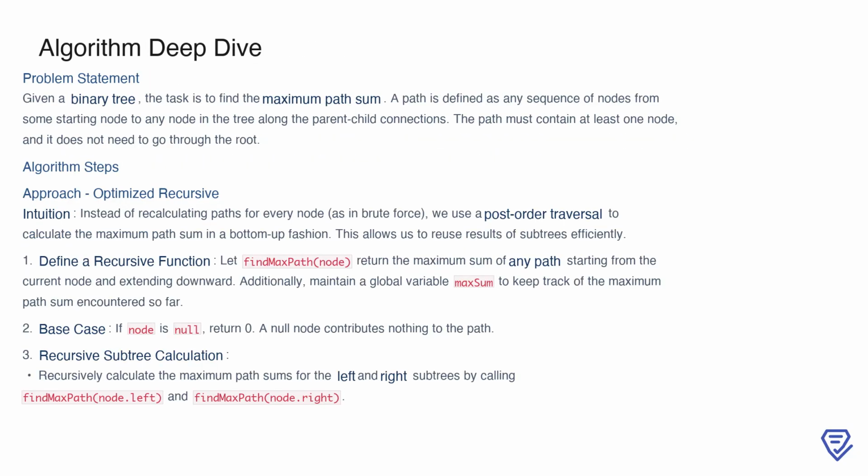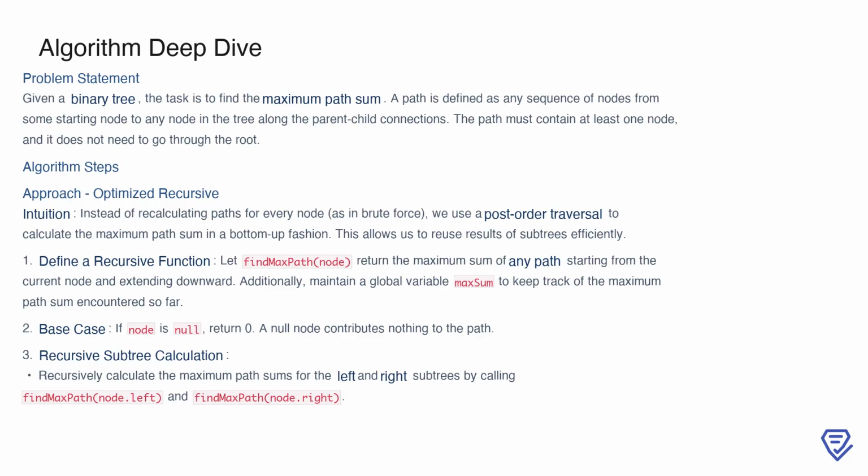Here, we're tasked with finding the maximum path sum in a binary tree. A path can start and end at any node, following parent-child connections, and must include at least one node. To solve this efficiently, we use an optimized recursive approach with post-order traversal. The key idea is to calculate the maximum path sum in a bottom-up fashion by reusing results from subtrees.